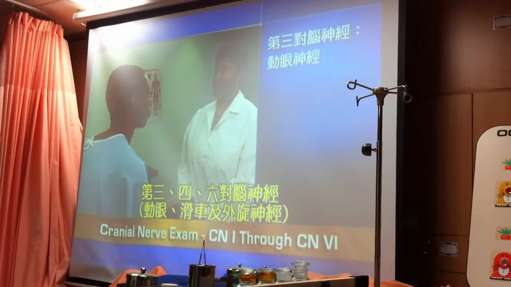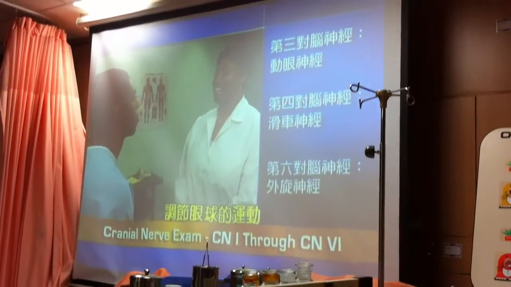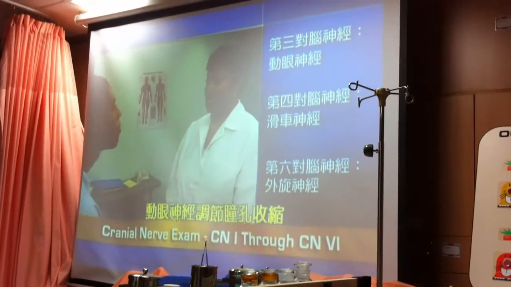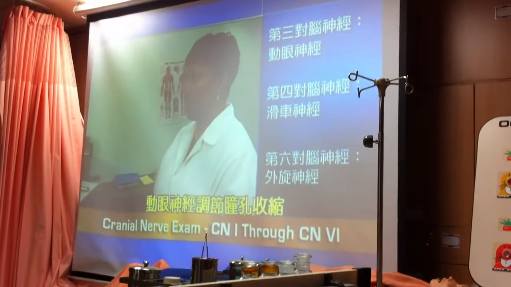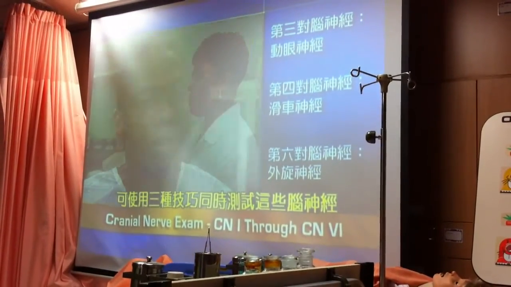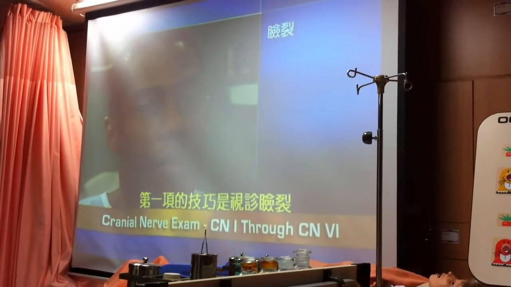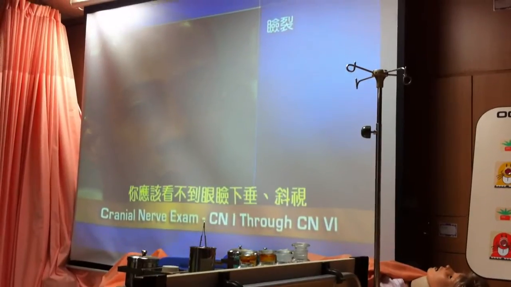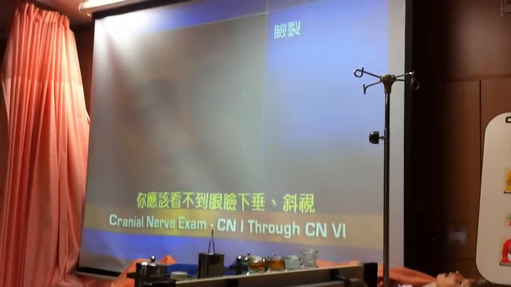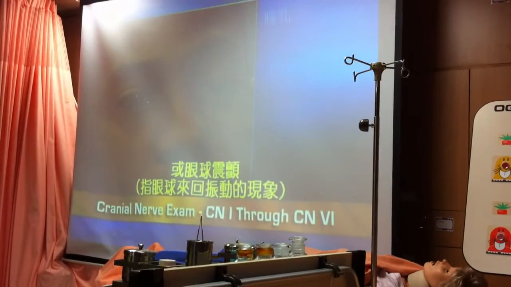Cranial nerves 3, 4, and 6, the oculomotor, trochlear, and abducens nerves, mediate eye movement, and the oculomotor nerve mediates pupillary constriction. So test these cranial nerves together using 3 techniques. First, inspect the palpebral fissures, which usually are nearly equal in width. You should see no lid drooping, strabismus, or nystagmus, back and forth eye oscillation.